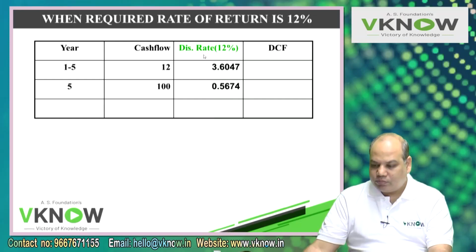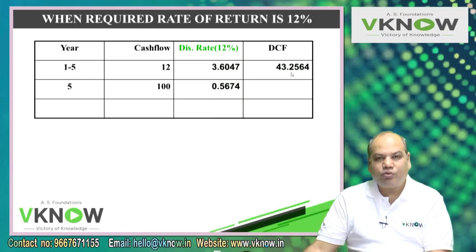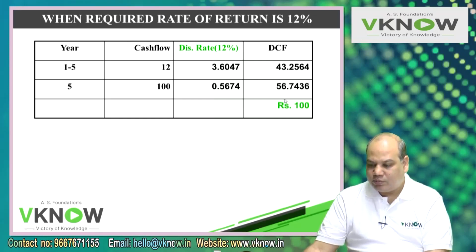Right? Multiply, take the total, again all clear. I need to add the last column, so use memory plus. 12 into 3.6047 equal to, M plus, 43.2564. 100 into 0.5674 equal to, M plus, 56.7436. MRC, you will get 100 rupees.